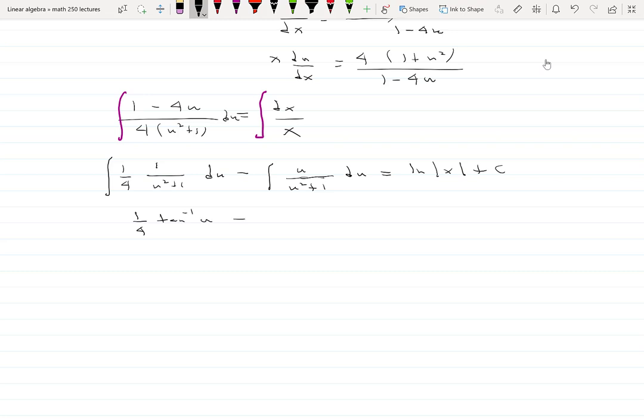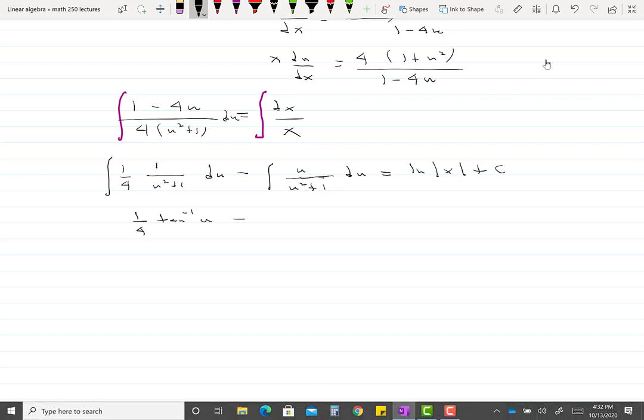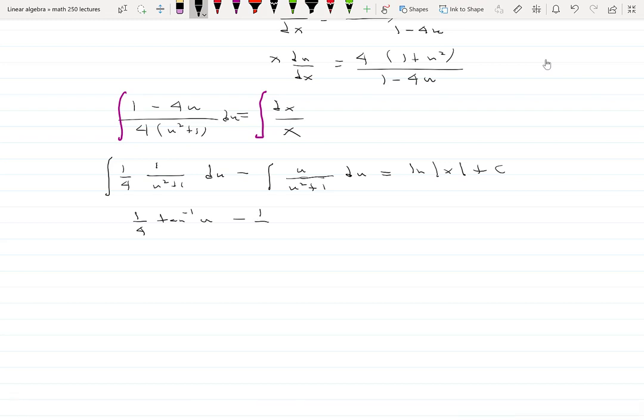You've got to be able to integrate the common integrals from Calc 2. You can make another substitution of v equals u squared plus 1, so you get a logarithm out of that. Again, you can stop the video and do that if you need. The result is: one half the natural log of u squared plus 1 equals the natural log of the absolute value of x plus a constant.